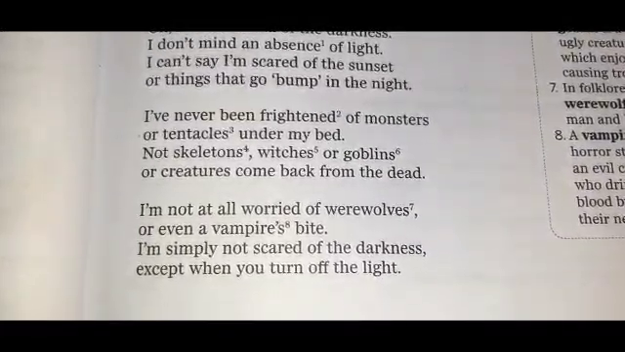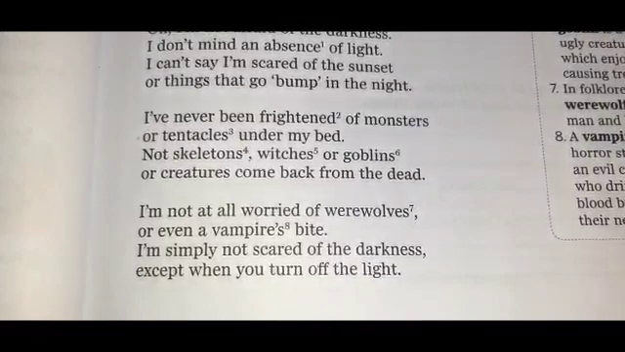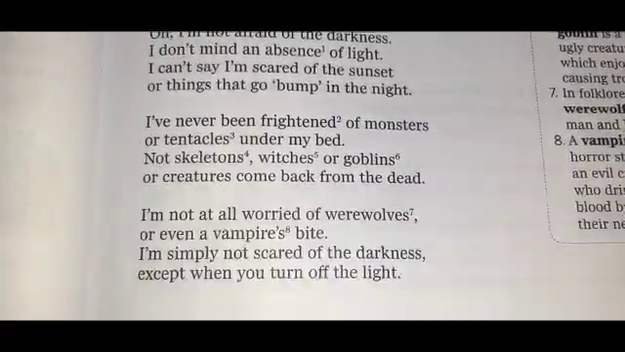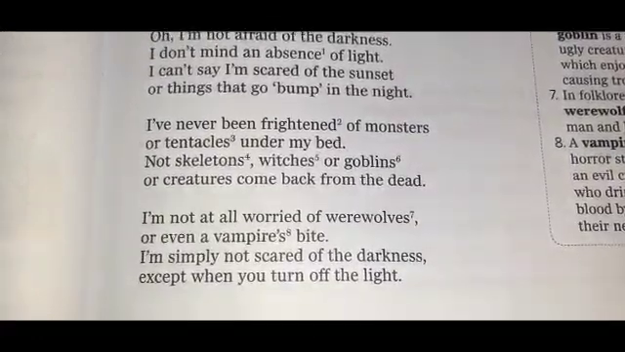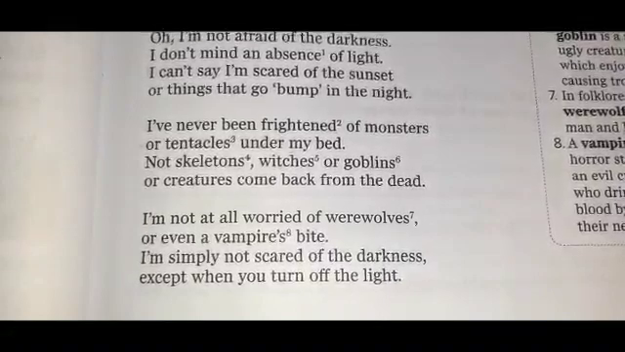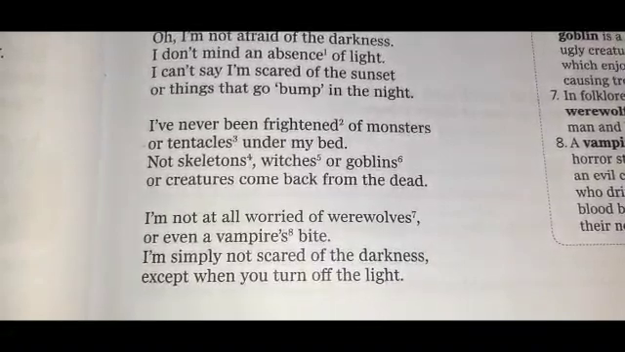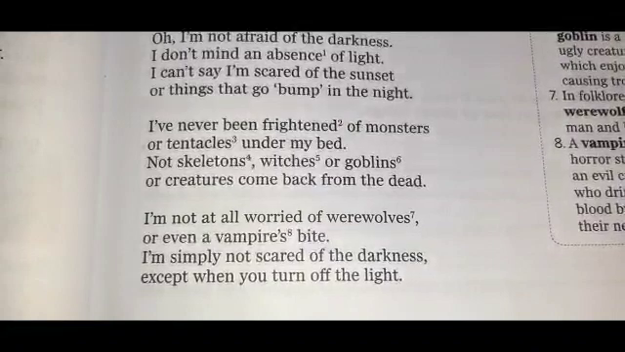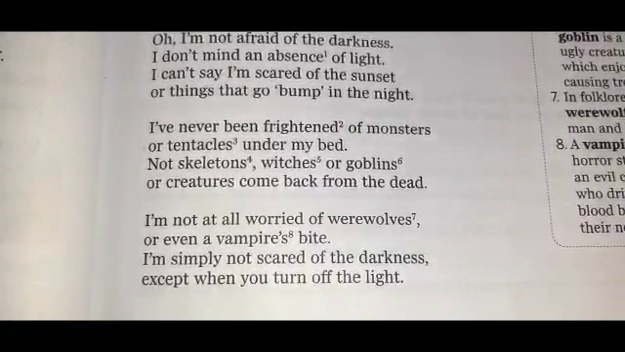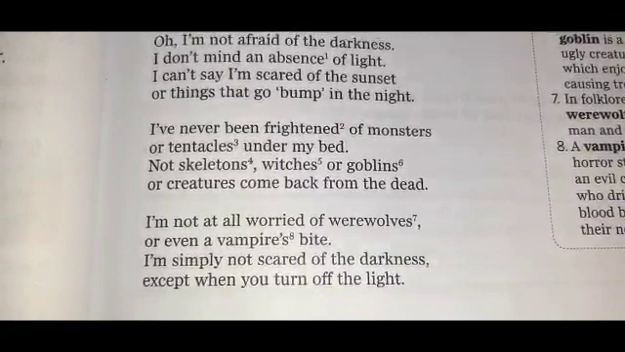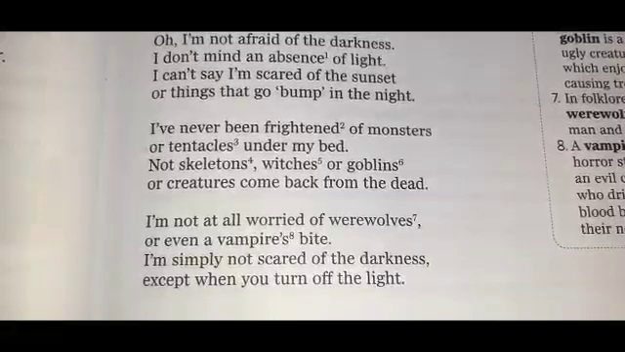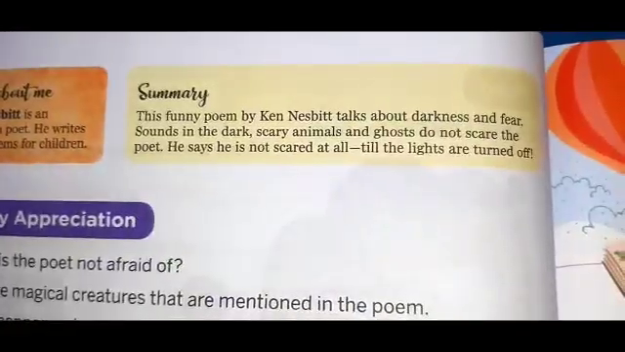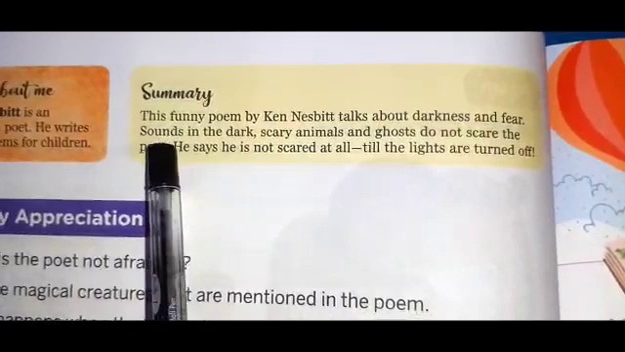So throughout the poem, we get to know that the boy is brave. He is not afraid of anything. He is not afraid of darkness. He is not afraid of ghosts and goblins. But in the last, we come to know that the child gets frightened when the lights in his room are turned off. So this is all about the poem. Here we have a short summary.